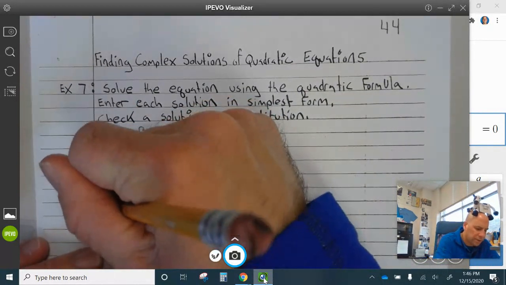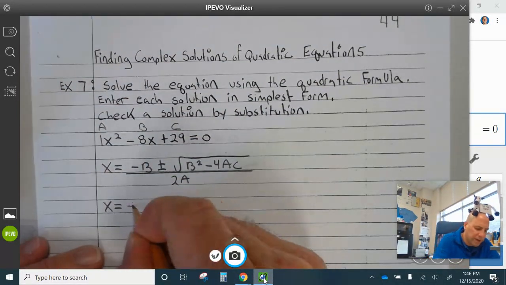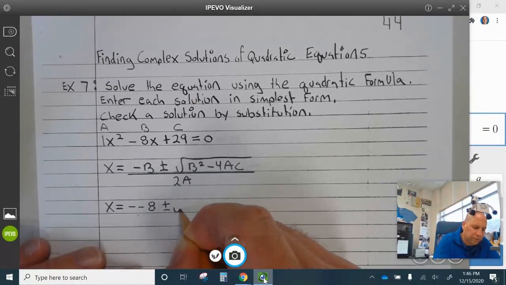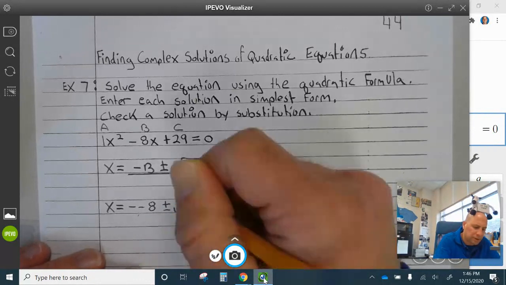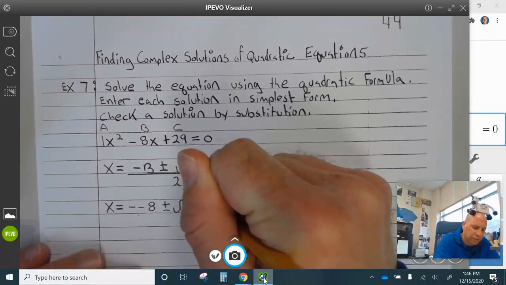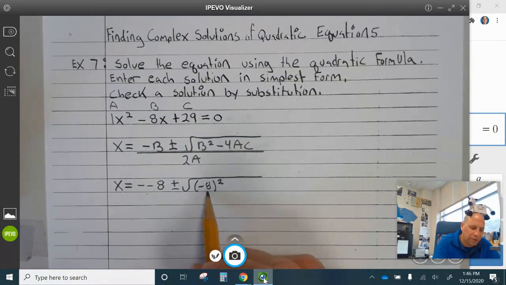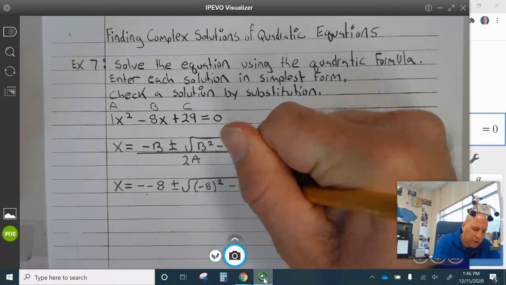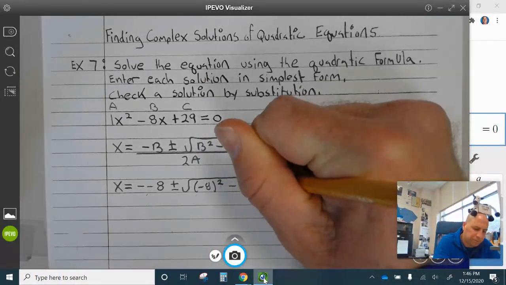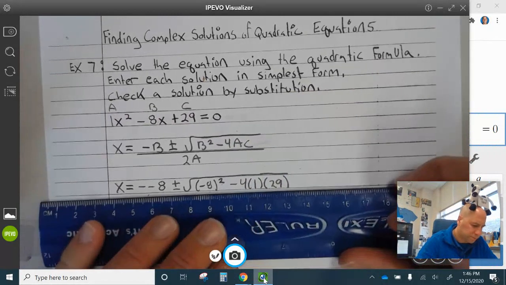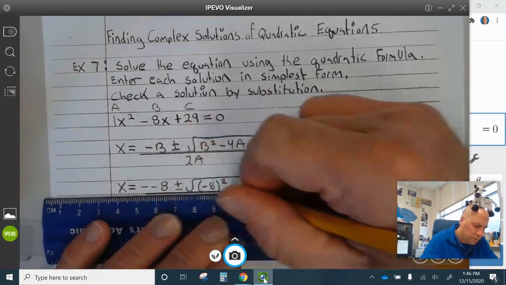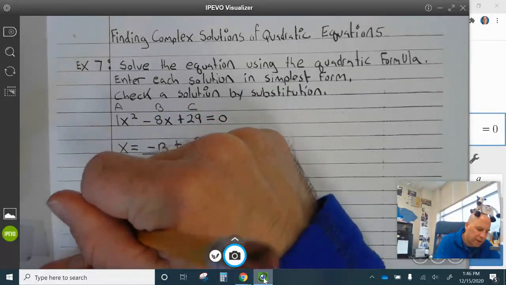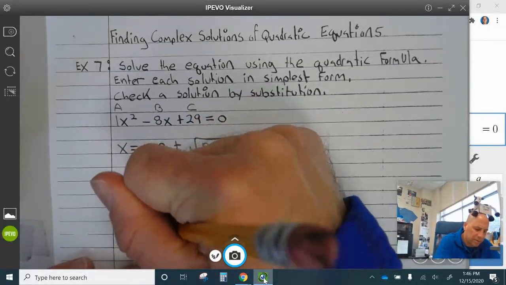Okay, so x equals negative b, which is negative 8, plus or minus the square root of negative 8 squared. This is the most common mistake students make. They forget to put the negative number in parentheses when you square it. Minus 4 times 1 times 29, divided by 2 times 1. So then x equals 8 plus or minus.